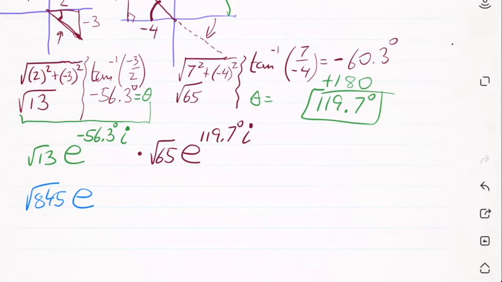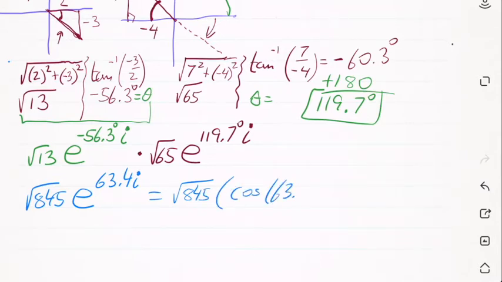For our angle, 63.4 degrees i. And that would be multiplying them together with Euler's formula. And then we can spread it out as trig form: square root of 845 cosine of 63.4 degrees plus i sine of 63.4 degrees.